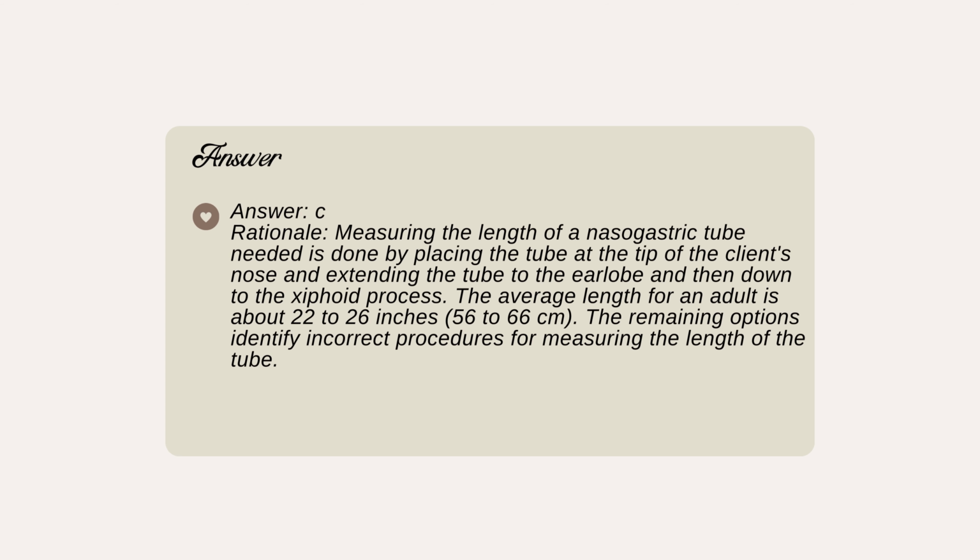Answer: C. Rationale. Measuring the length of a nasogastric tube needed is done by placing the tube at the tip of the client's nose and extending the tube to the earlobe and then down to the xiphoid process. The average length for an adult is about 22 to 26 inches, 56 to 66 centimeters. The remaining options identify incorrect procedures for measuring the length of the tube.